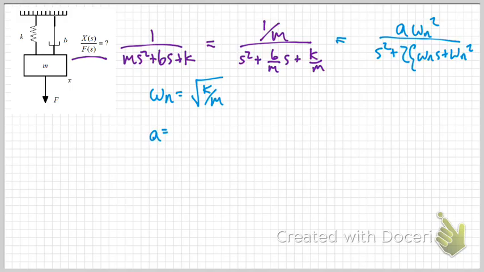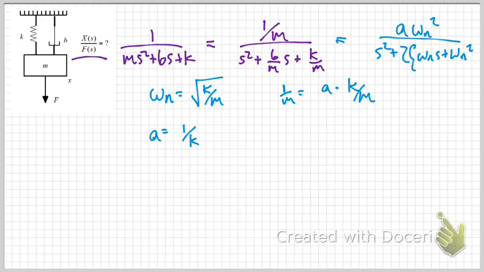A, in this case, is going to be, we can see that we want to have that 1 over m is equal to a times the square root of k over m, which means that a is equal to 1 over k. Sorry, I see what I did wrong here. We have that it's A omega n squared. So 1 over m is equal to a times k over m. So that means that a has to be equal to 1 over k.